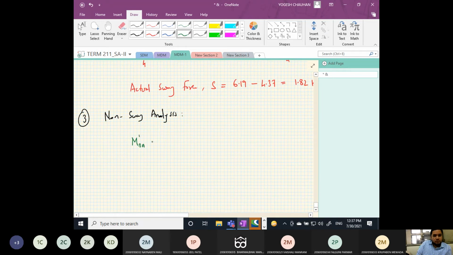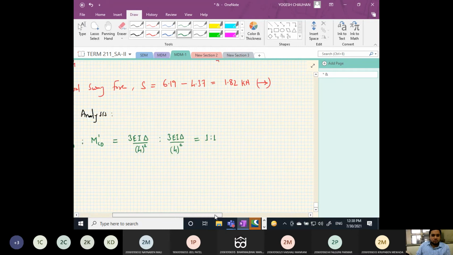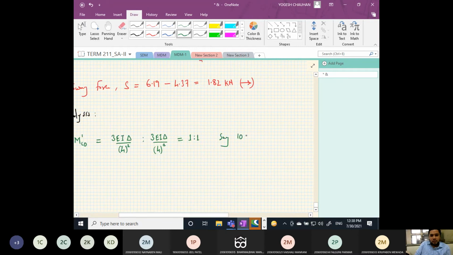MBA dash is proportional to MCD dash, which are in the proportion of 3EI delta by 4 squared, since L is 4, to 3EI delta by 4 squared. I is constant, so they are in the proportion 1:1. So this moment will be proportional to 1:1. Say for example 10:10. We can write this as 10:10 also, because they are 1:1.